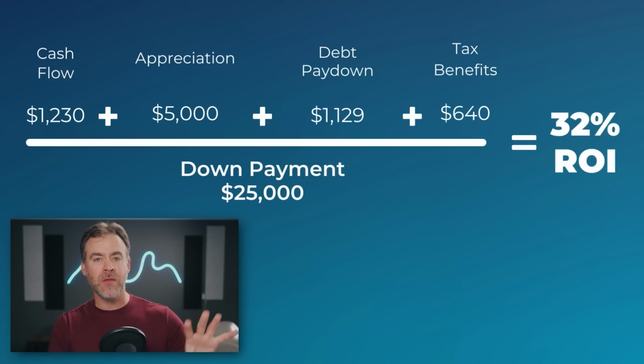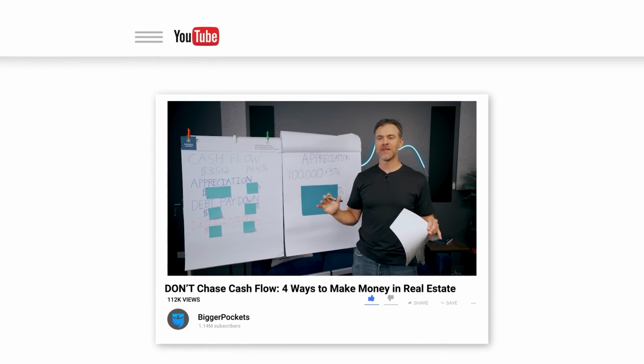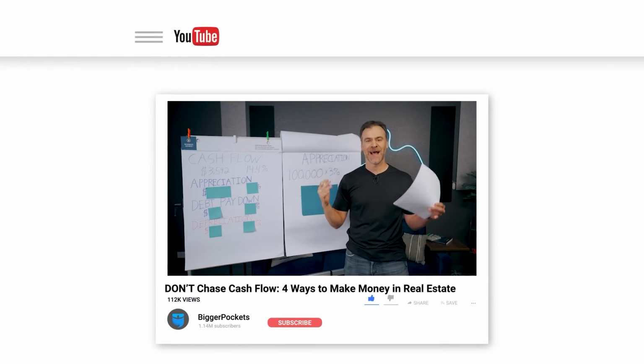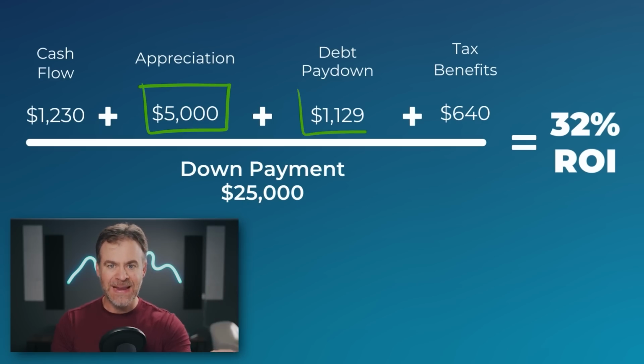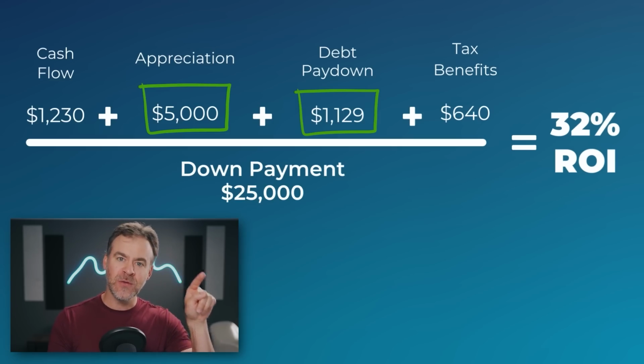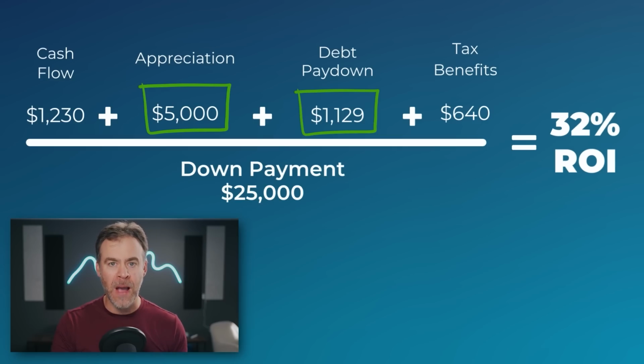Now, if you don't understand what these 4 ways of making money are, go check out our previous video on BiggerPockets, where we break down all these numbers. But here is the $1 million concept. As that appreciation and debt paydown pays you, where does that money go? It doesn't go in your bank account. It actually goes into the equity of the property.